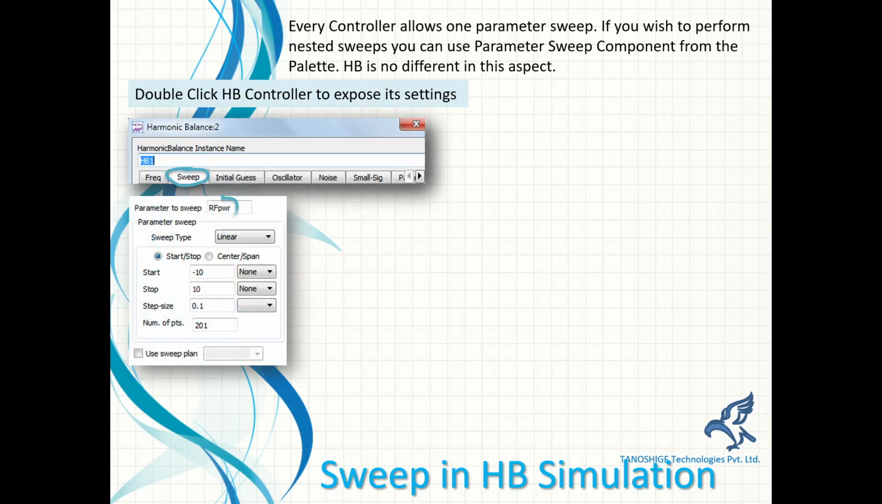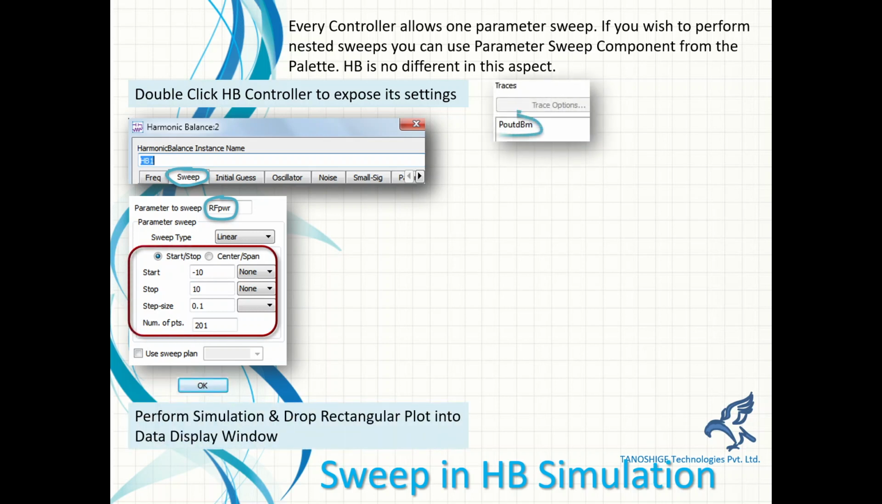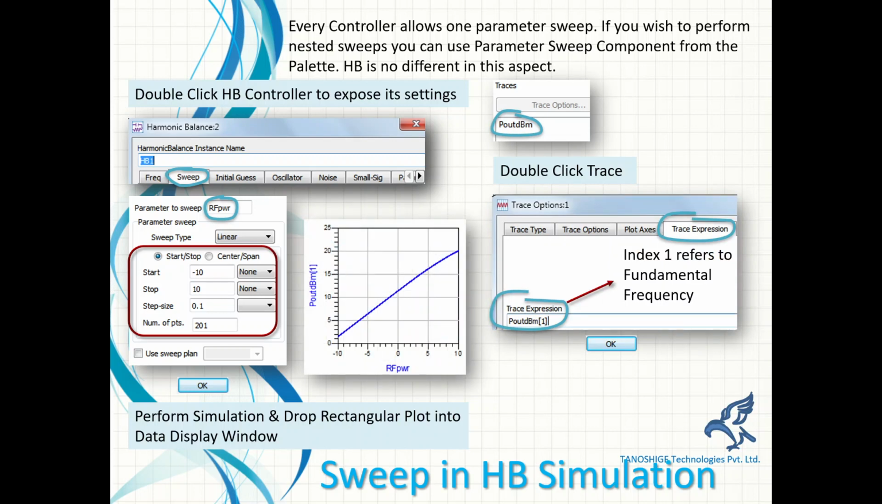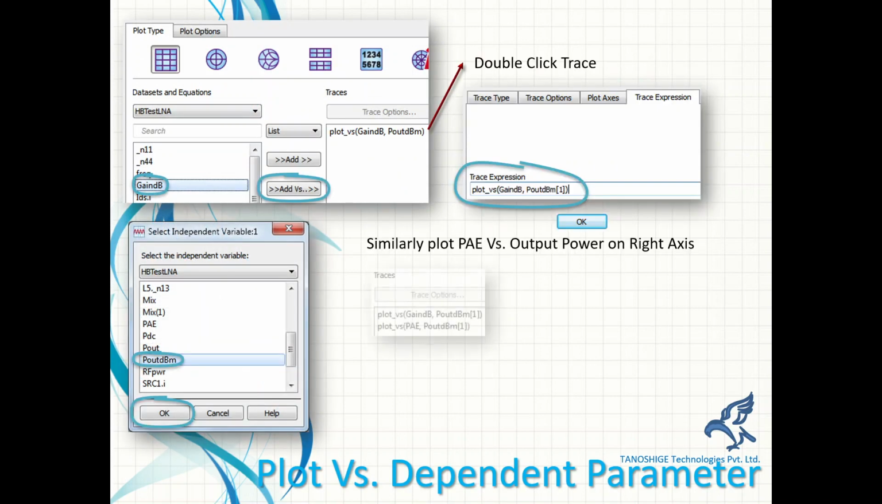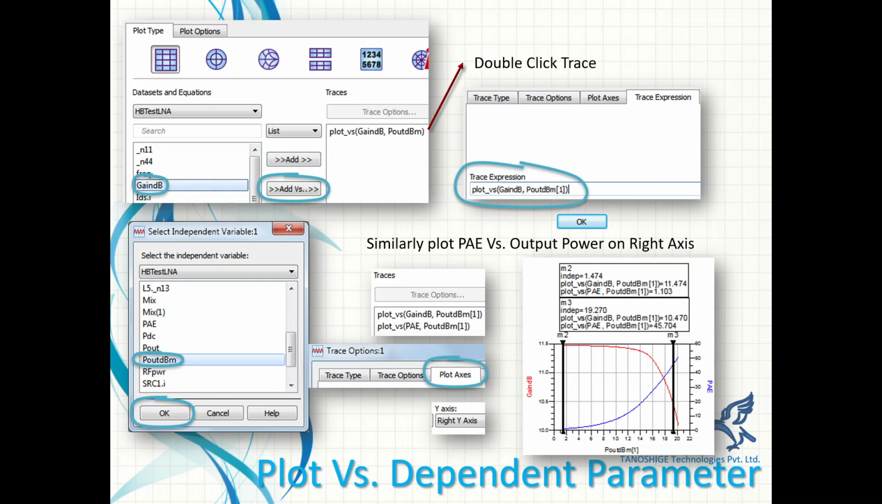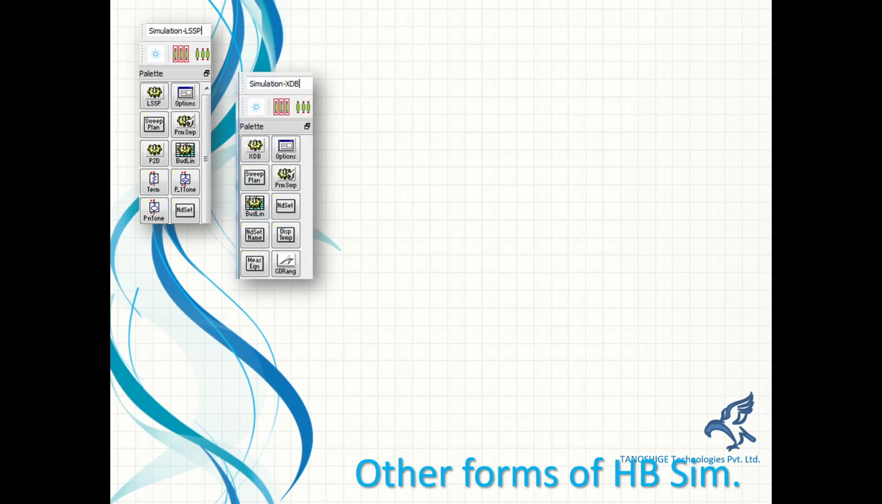Okay, so we can perform one of the sweeps in the controller. Then if you want, another sweep I can perform inside the parameter sweep. So I can plot gain versus output power, gain versus input power. Usually in PAs you are supposed to see gain versus output power, not gain versus input power, because that makes more sense, right? Because usually you compute output efficiency, you can compute a PAE at a certain output power, not the input power, right?